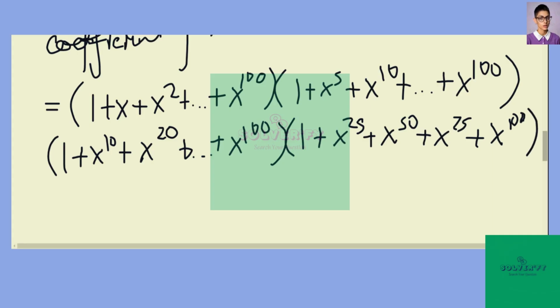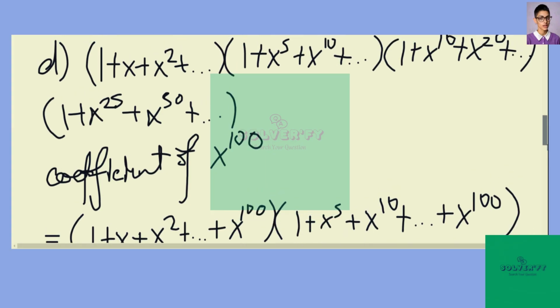And we can use the computer algebra system to expand this polynomial and find the coefficient of x to the 100. And if we do so, we find that the coefficient of x to the 100 is 242.